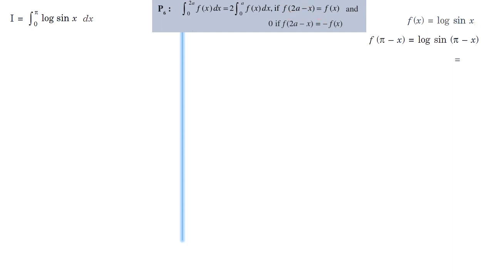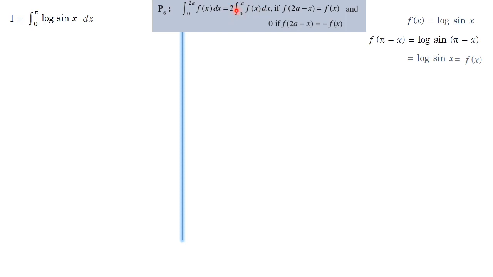So here the upper limit, when we check, instead of 2a, pi is there, so we have to substitute pi minus x instead of x. So log sin(pi minus x) is equal to log sin x, because sin(pi minus x) is sin x. So log sin x is coming. What is log sin x? That is f of x. So the property is satisfied here. f of (pi minus x) is equal to f of x. The condition is satisfied. So we can directly write 2 into integral 0 to a f of x dx.